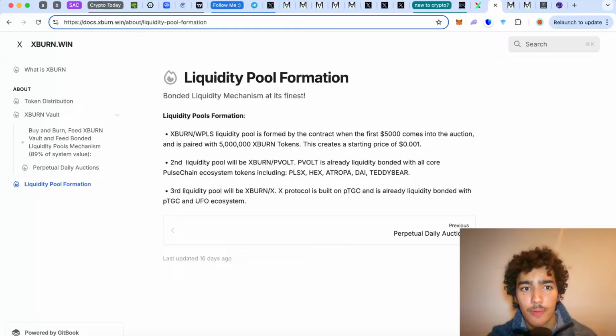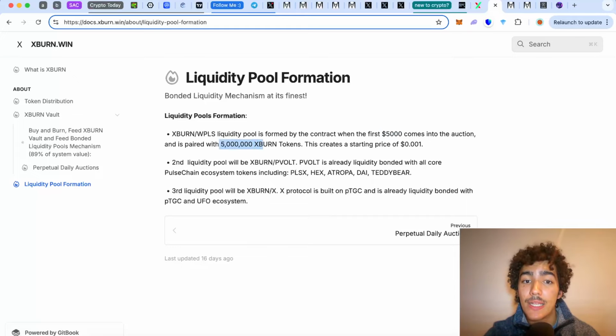So yeah, going back to it, liquidity pool formation. I'm going to end the video here. You can see XBURN / WPLS liquidity is formed by the contract when the first 5,000 comes into auction and is paired with 5 million of XBURN tokens, creating a starting price of 0.001. Not triple zeros, two zeros, one. So 1/10 of a cent.